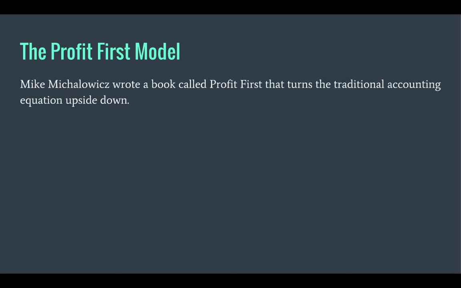The other model I want to talk about a little bit is called the Profit First model. This is a system that was created by Mike Michalowicz. He wrote a book called Profit First, and it kind of turns traditional accounting upside down. So in traditional accounting, we use this equation. It's called income minus expenses equals your profit. When you look at a profit and loss statement, which we'll talk about in a little bit, that's how the statement is set up. That's how it's on your tax return. You list your income, you list your expenses, and what's left over is your profit.